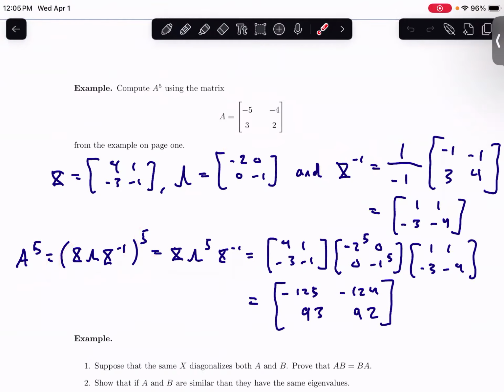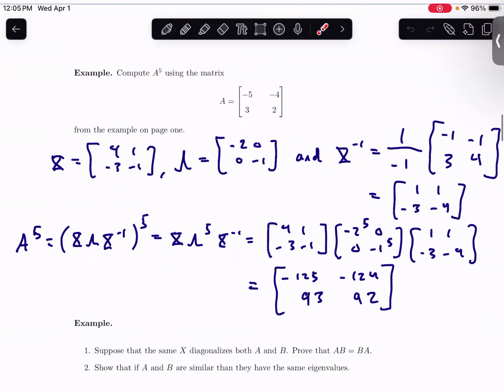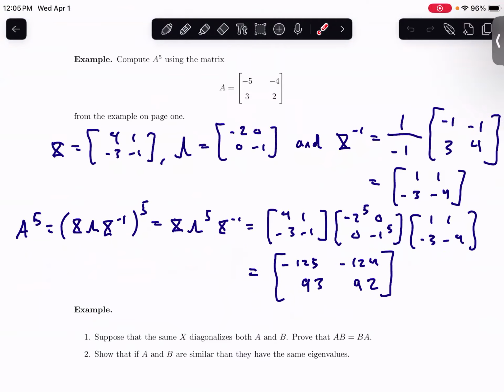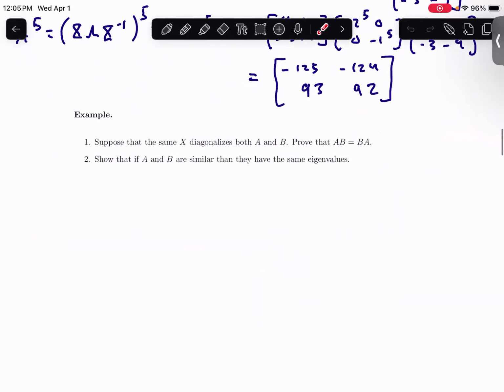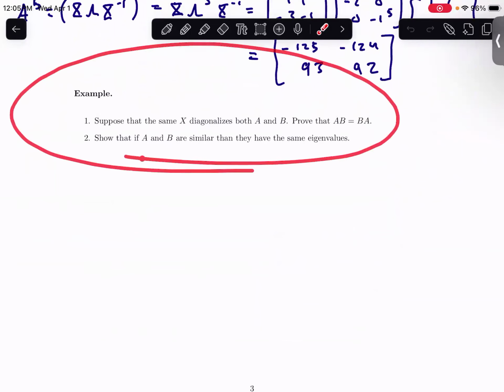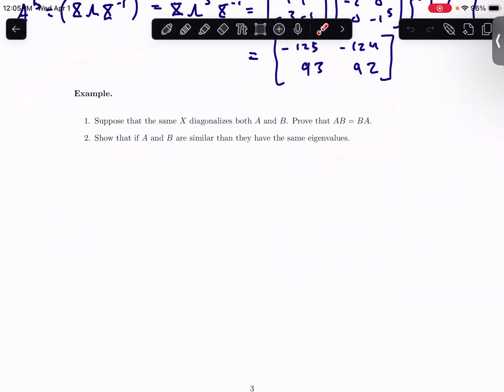And the main thing is that this fifth power is just applied to lambda, where lambda is this diagonal matrix. So you just take each entry of lambda and raise it to the fifth power. So it works exactly as you would expect it to. There isn't any sort of additional complication that arises. And so we're going to do this example, and then we'll probably just go on to 6.4.